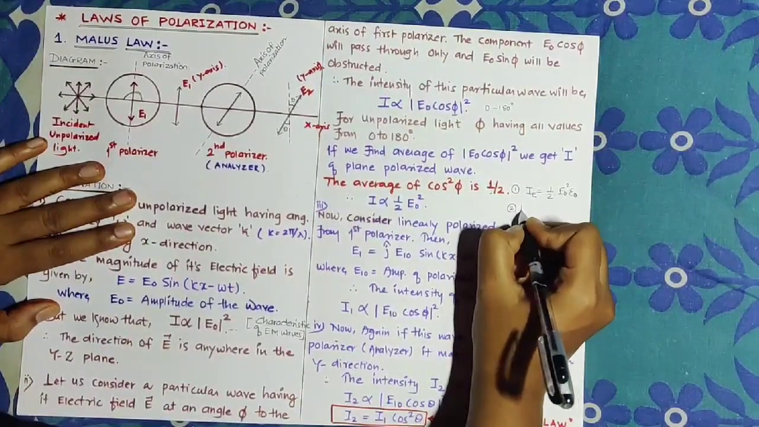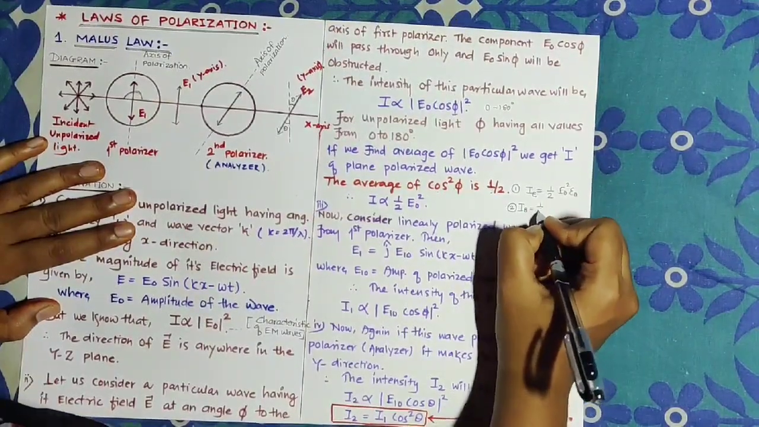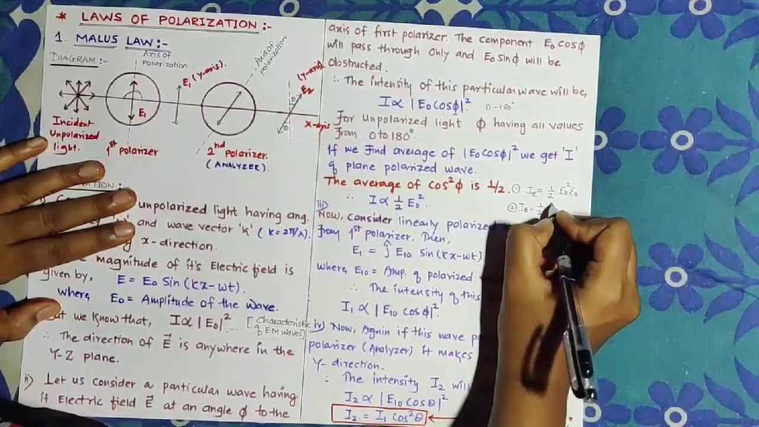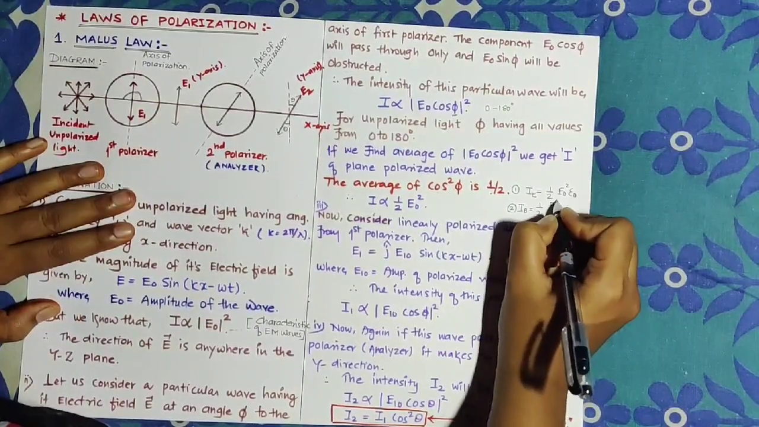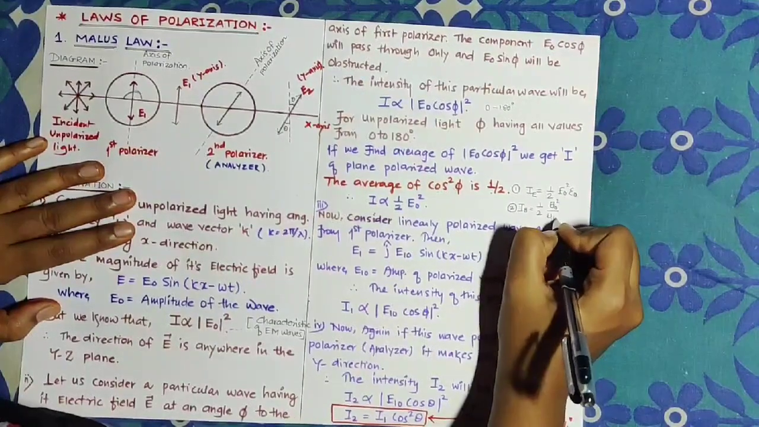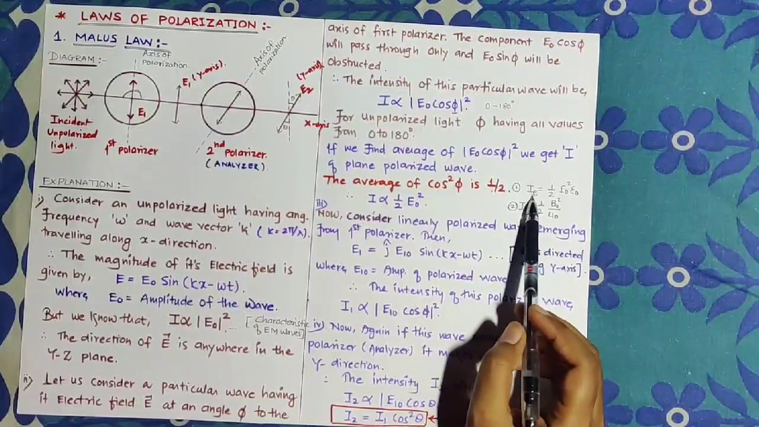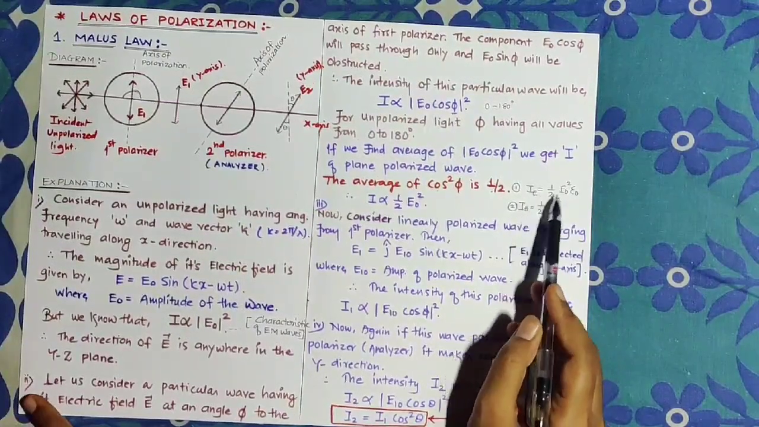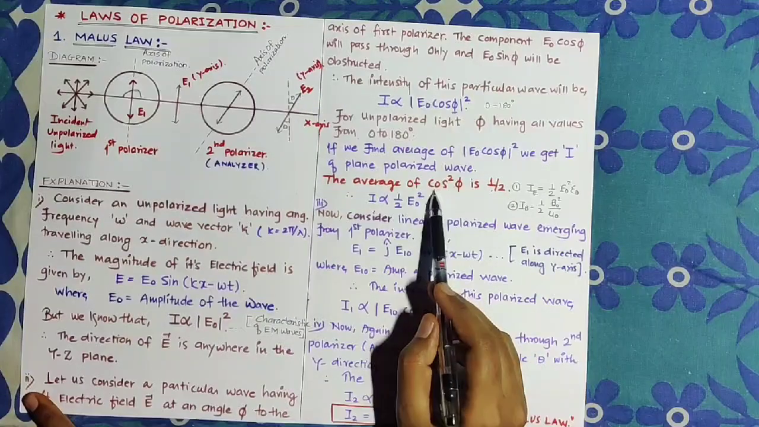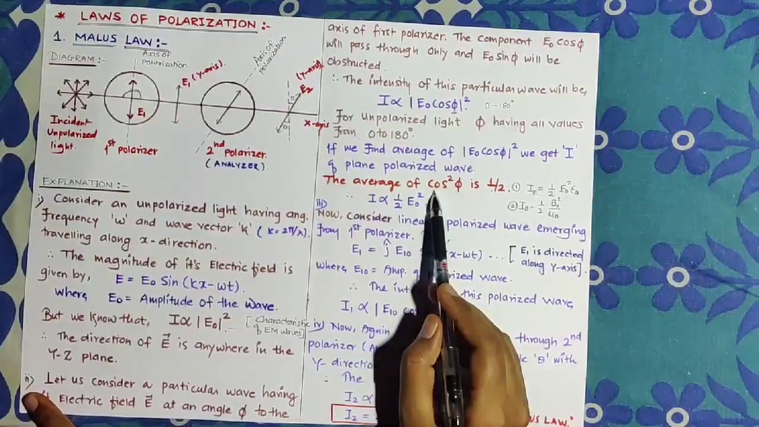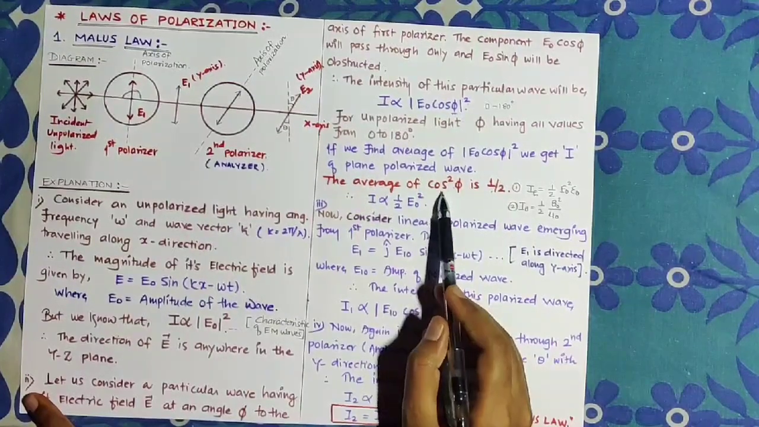And second, in case of the magnetic field, IB is equal to half B0 square upon mu 0. See, in both fields we represent the term half. So that half is nothing but what? The value of the phase angle of the traveling waves along the x direction, right?